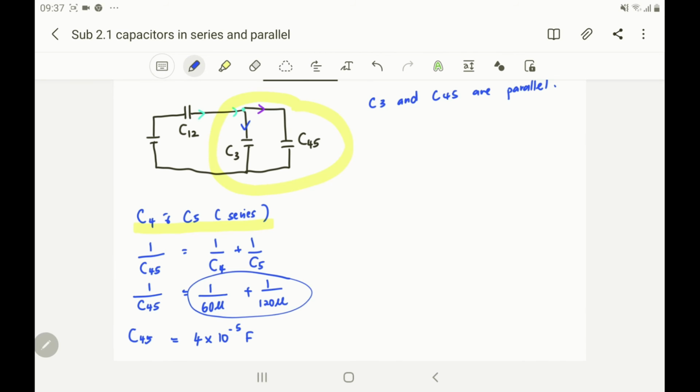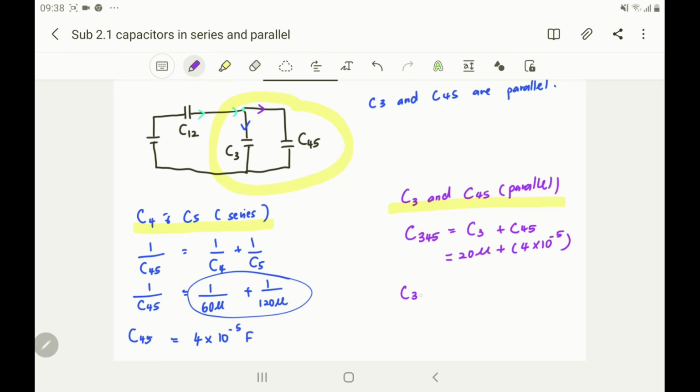And how about C3 and C45? C3 and C45 are in parallel. Let's use another color. C3 and C45 are parallel, means that C345 is equal to C3 plus C45. C3 is equal to 20 micro plus, so we have C45 is 4 times 10 power of negative 5. Finally C345 is equal to 6 times exponent negative 5 farad.